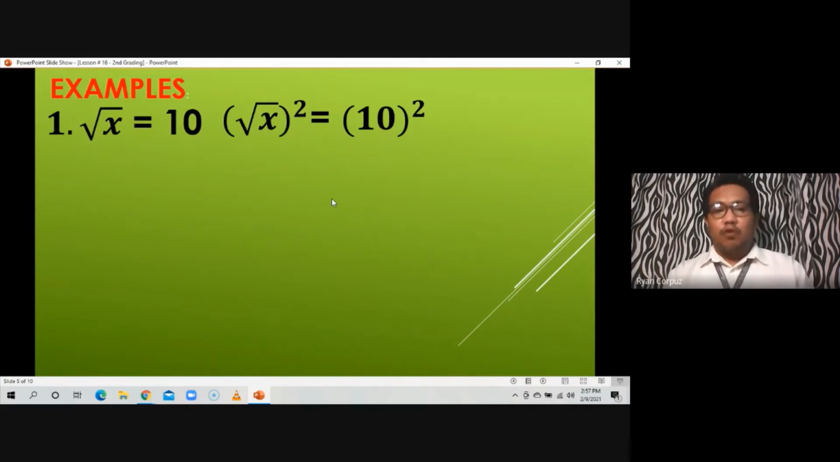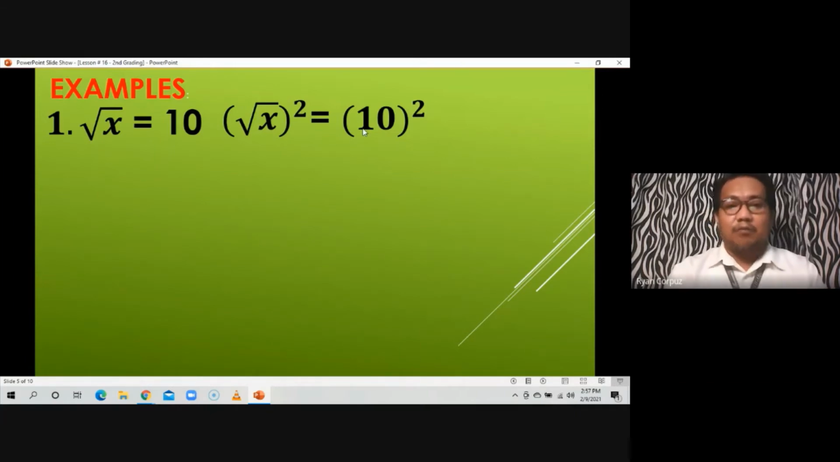Whatever you do on one side, you will also do on the other side to apply the concept of equality. So if you are going to simplify it, we can remove this with the application of the power law, and x will be left. That is what we are looking for, right? The value of the variable. So when x is left and the radical sign is gone, we are now going to simplify the other side.